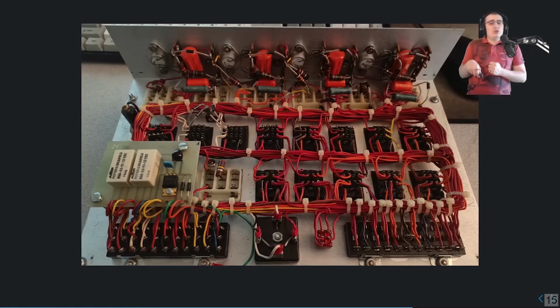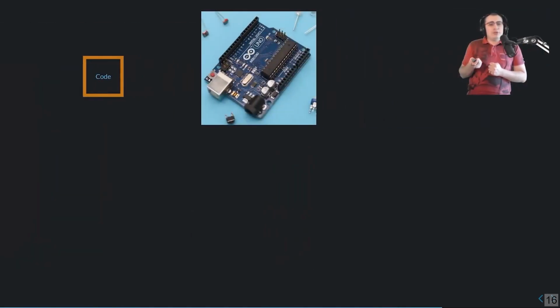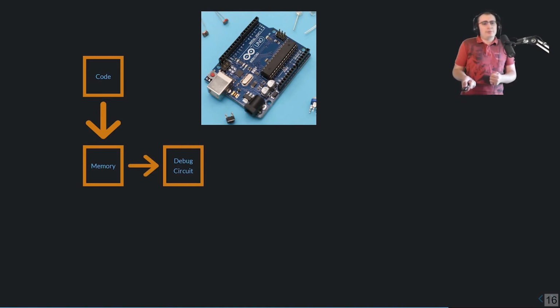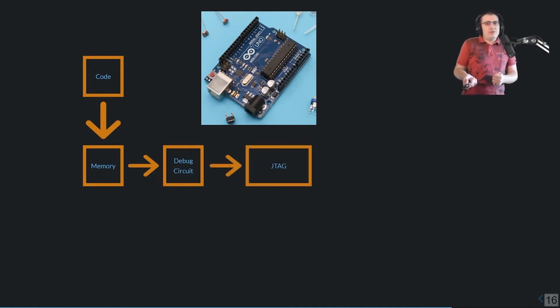But that's not really true when we go to digital. So in digital, we got code on this machine. This code modifies the memory, and the memory is kind of our signal, right? It's the signal that we saw before. But if we want to look at the memory, we have to go through a debug circuit. And then we have to go through a JTAG, which is basically a way to transform this information from the chip to something else, which in this case is our computer.